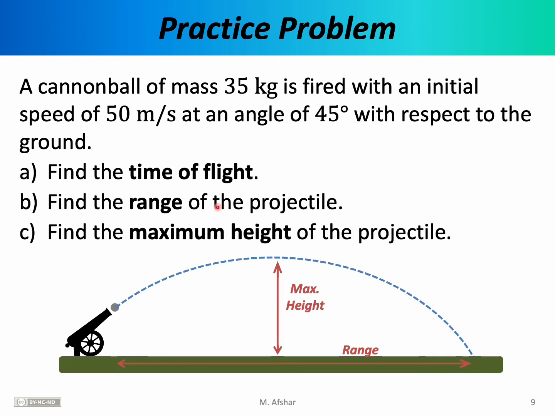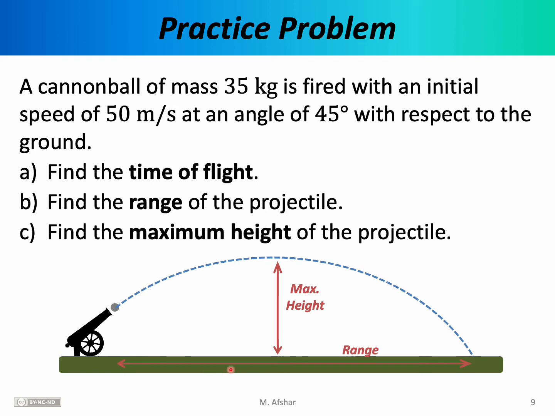Also, find the range of the projectile. The range of the projectile is the total horizontal distance that is traveled by the projectile, or the cannonball in this case. We also want to find the maximum height of the projectile. That's relatively self-explanatory. It's the maximum vertical distance from the ground.